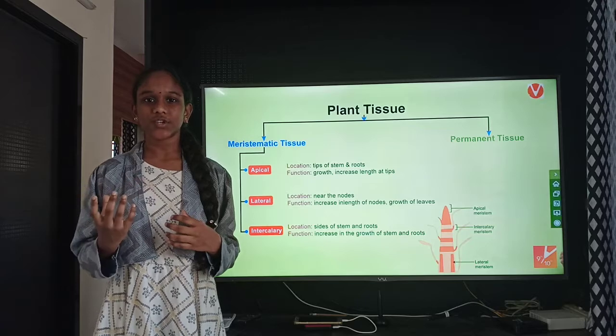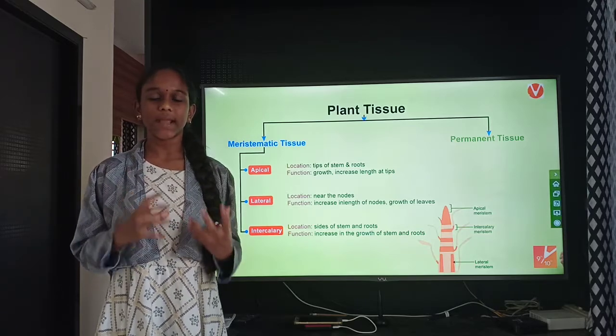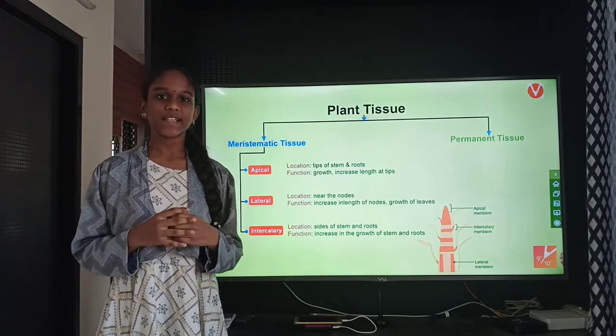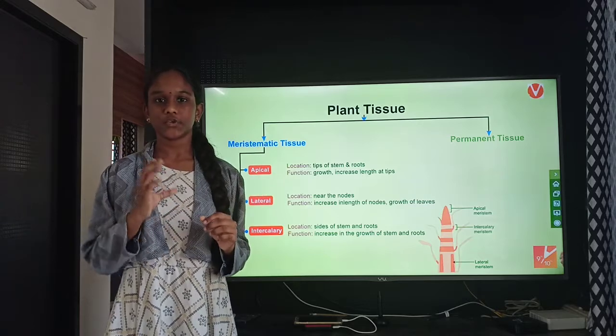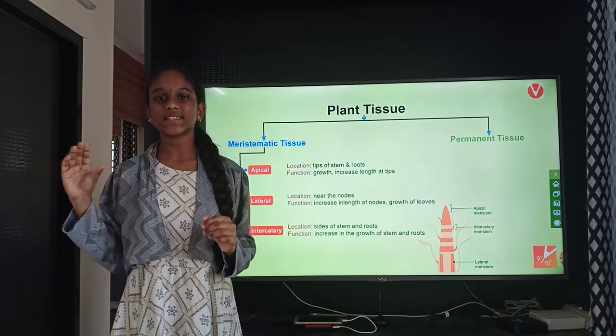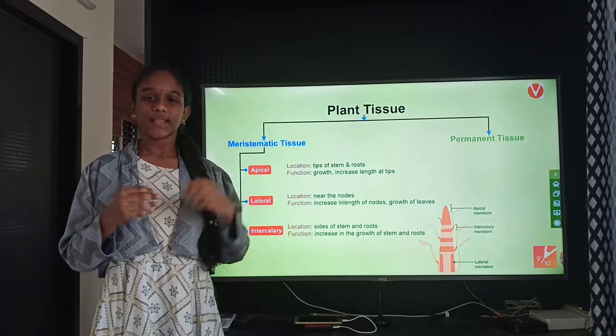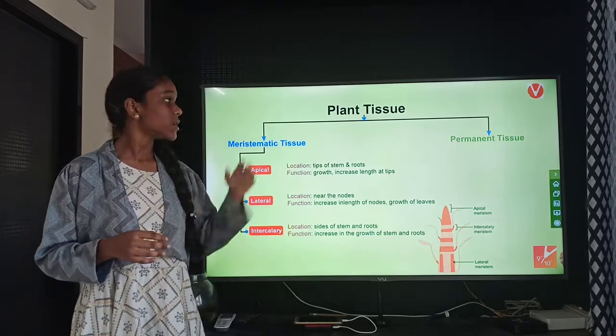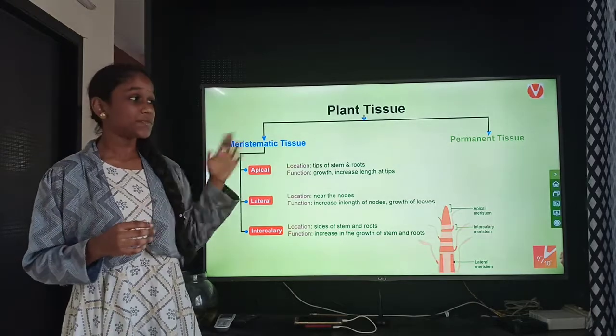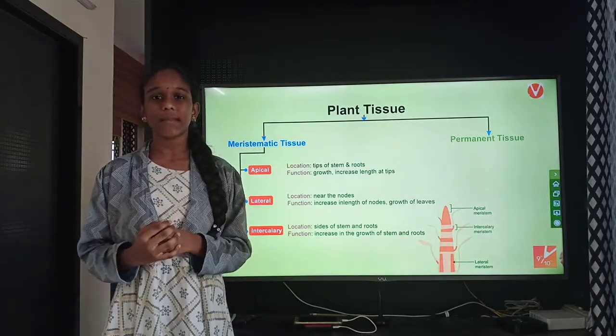But what are tissues? What are they made of? Tissues are made of cells. Cells make tissues, tissues make organs, organs make organ systems, and at last organ systems make an organism. So first we should talk about tissues. Tissues are of two kinds. One is plant tissue and another one is animal tissue.